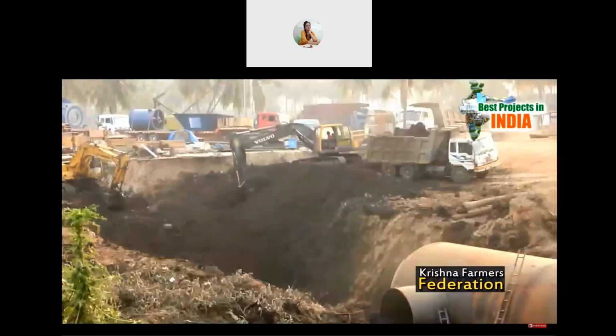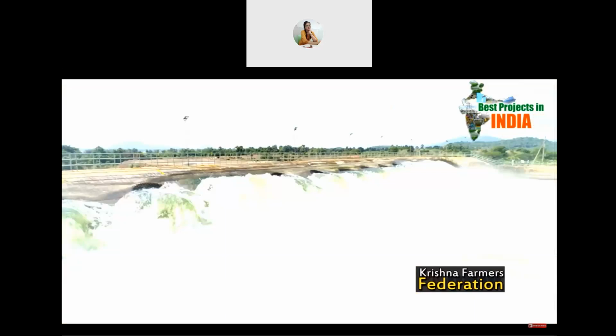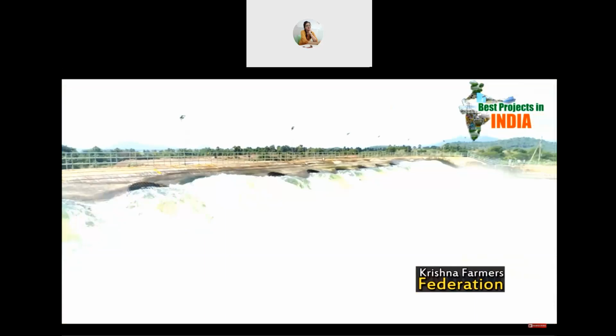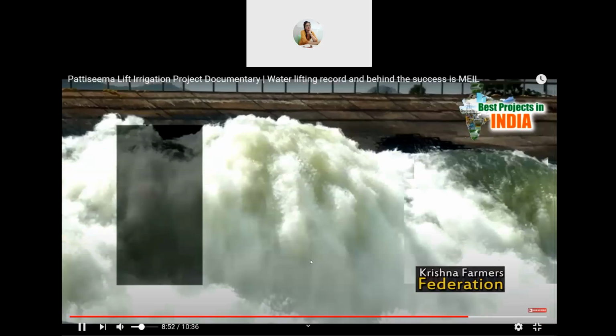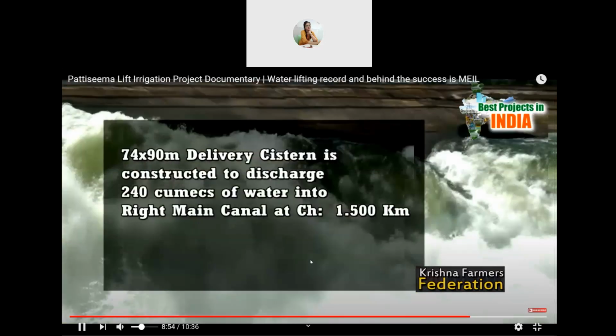Substation. A substation with 220 by 11 kilovolts is constructed at the site. The total power required for the scheme is 113 megawatts. Pressure main. 12 rows of 3.20 meters dia, 18 mm thick pressure main of length 3.925 kilometers is constructed to deliver water into delivery system. Delivery system. 74 by 90 meters delivery system is constructed to discharge 240 cumecs of water into right main canal at CH 1.500 kilometers.